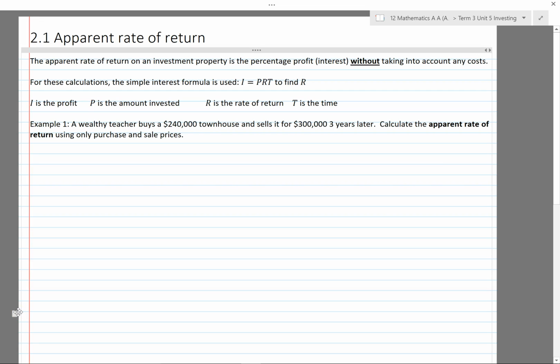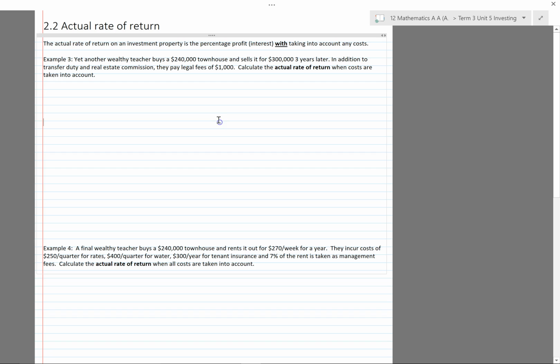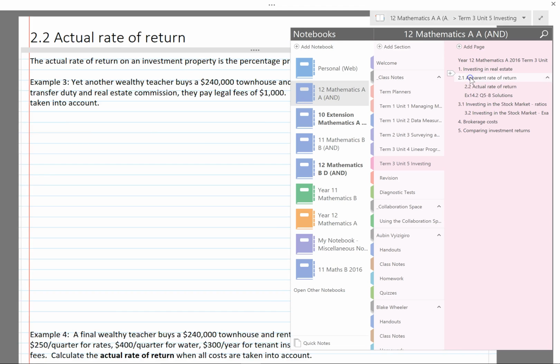This lesson is about calculating the rate of return for investment properties. There's two different rates of return. There's the apparent rate of return, which is our percentage profit without taking into account any costs. And then after we do that, we'll look at the actual rate of return, which looks into actually taking into account the costs. But we'll have a look at the apparent rate of return first.